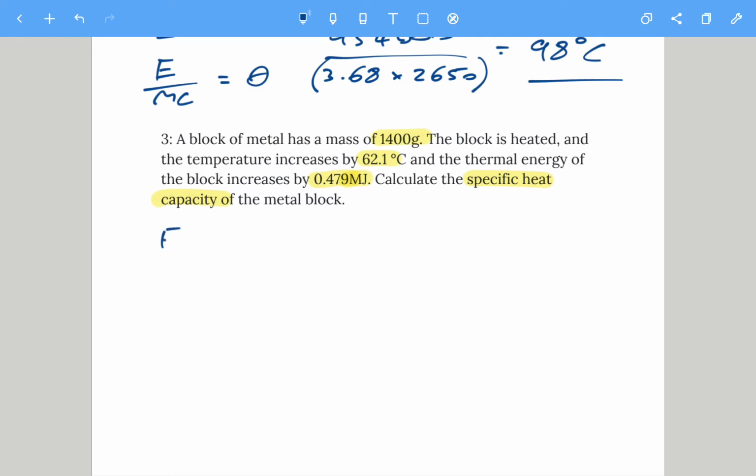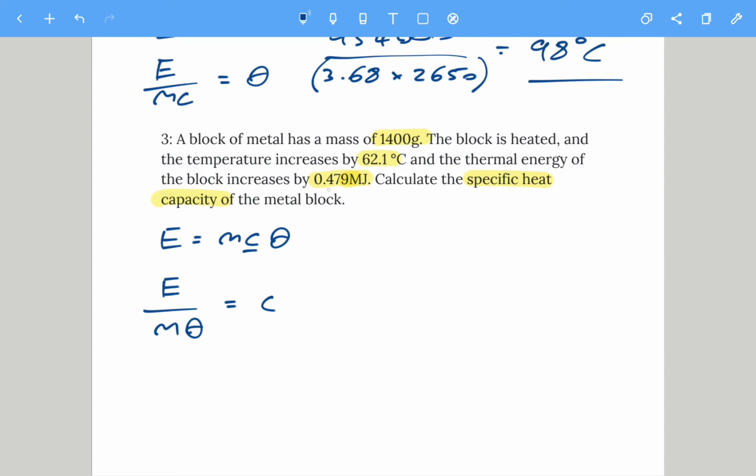Alright, so E equals mc theta. We're going to rearrange to find the specific heat capacity first, so we need to make C the subject. So we need to get rid of a times m and a times theta. The opposite of times m by m theta is to divide on the other side. So that'll give us the specific heat capacity.